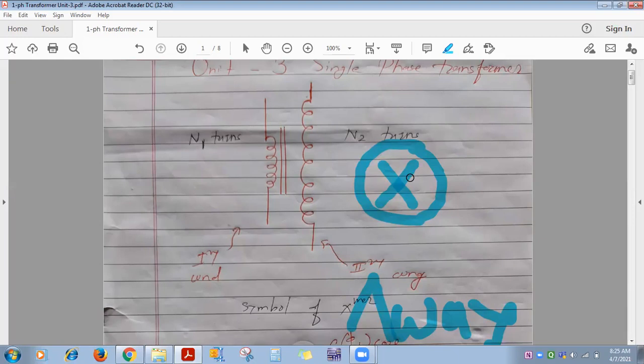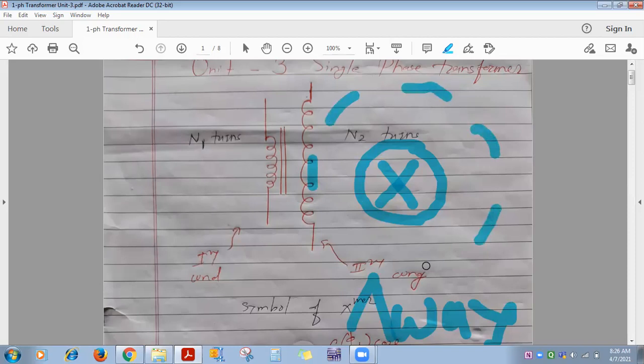Hold the thumb of the right hand in the direction of current. So the current is away from you. So you point your right hand thumb away from you and wrap the fingers around the conductor. In which direction are you wrapping the fingers? Clockwise direction. So the same will be the direction of the magnetic field produced around this conductor.